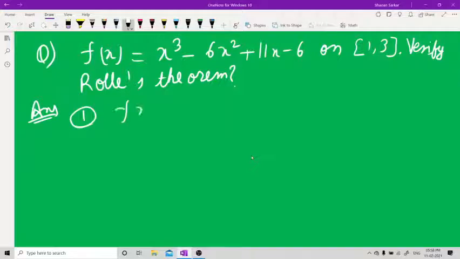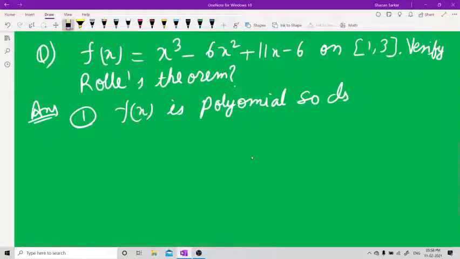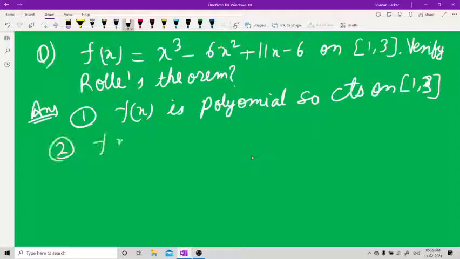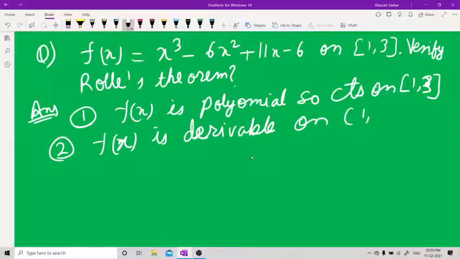First point: f(x) is a polynomial, so continuous. I'm writing continuous on the closed interval 1 comma 3. Second, f(x) is a polynomial, so it is differentiable everywhere. So derivable on the open interval 1 comma 3. Now the third point is, let us find f of 1.